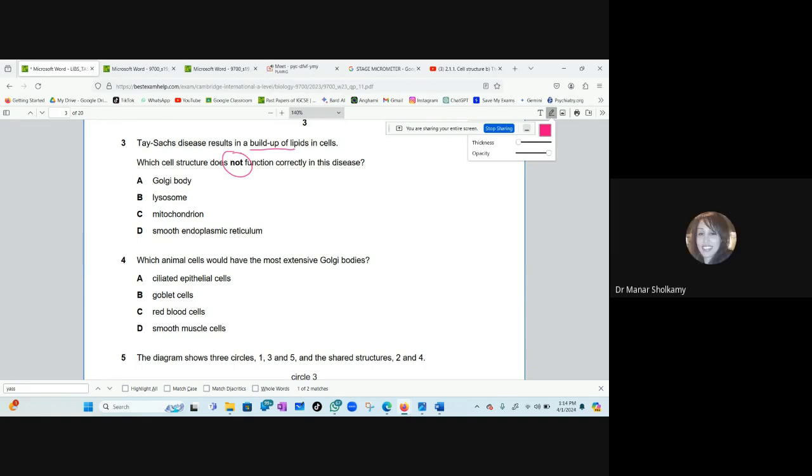Lysosome. Yes. I want all of you to participate, not only Noor. Question 4. Which animal cells would have the most extensive Golgi bodies? Ciliated epithelium, goblet cell, red blood cell, or smooth muscle? Again, this is easy. B. Which one produces a substance that is made up of mainly protein?